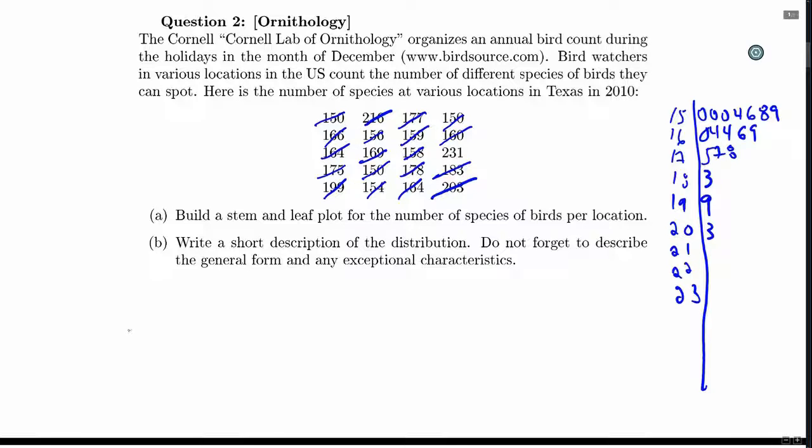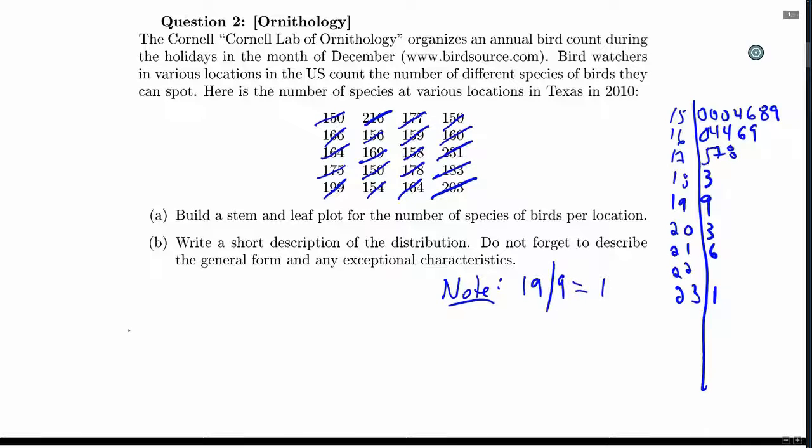Alright, so notice that the stem 22 has no leaf. This is because there's no 220s in our data set. Okay, so this is the stem and leaf plot. It's always good to put a little note here to help the reader understand what is a stem and what is a leaf, what does it represent. So for example, if I wrote the number 19 with a leaf of 9, this I should interpret as 199. So this is a little note that will be attached to the stem and leaf plot.